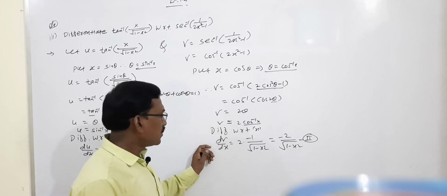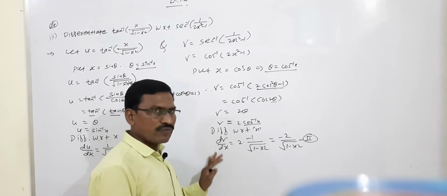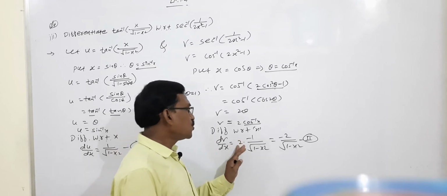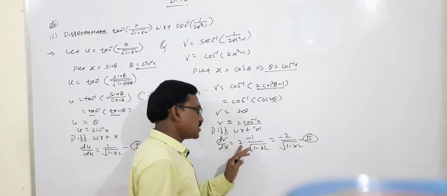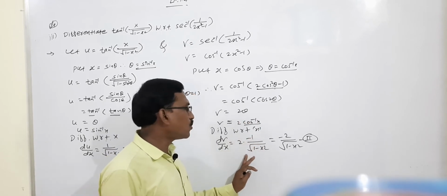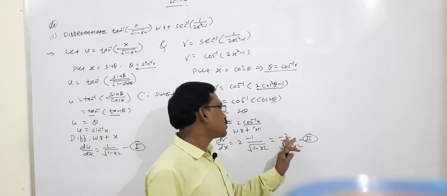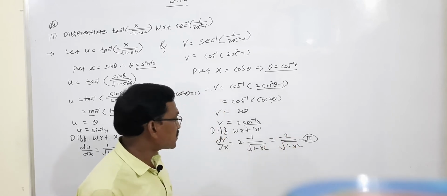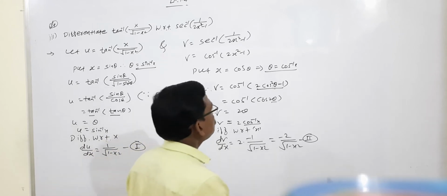This is dv by dx, the derivative of v with respect to x, which is 2 into the derivative of cos inverse x, which is minus 1 upon root of 1 minus x square. So it equals minus 2 upon root of 1 minus x square.